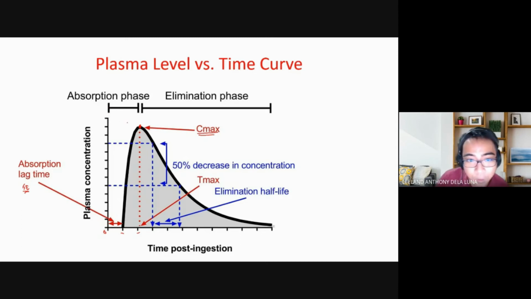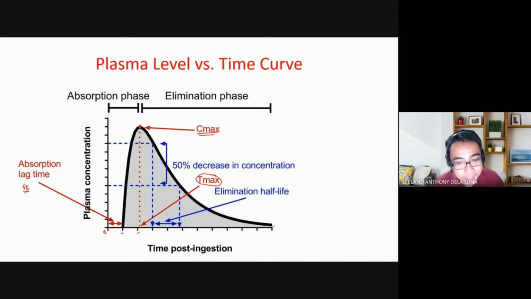Then of course, the drug, whatever time, okay, kung anong oras natin na-reach ang Cmax, yun yung Tmax. Right? Tmax, the maximum, at the time it took to reach maximum concentration.